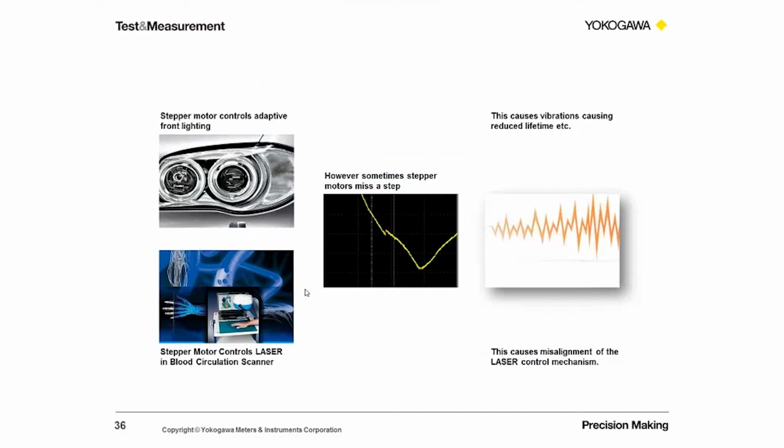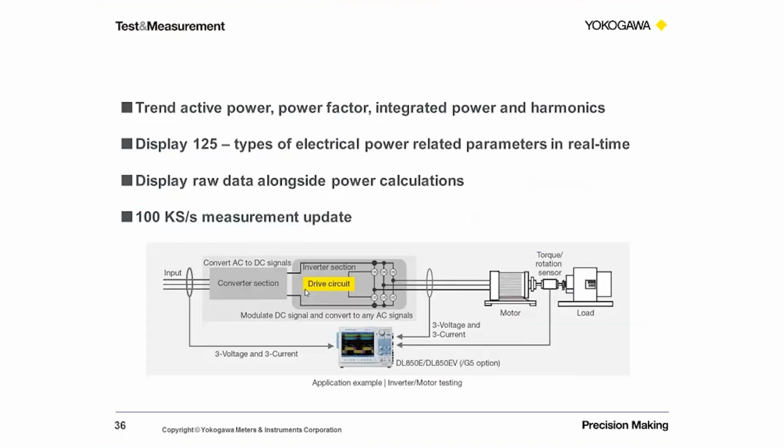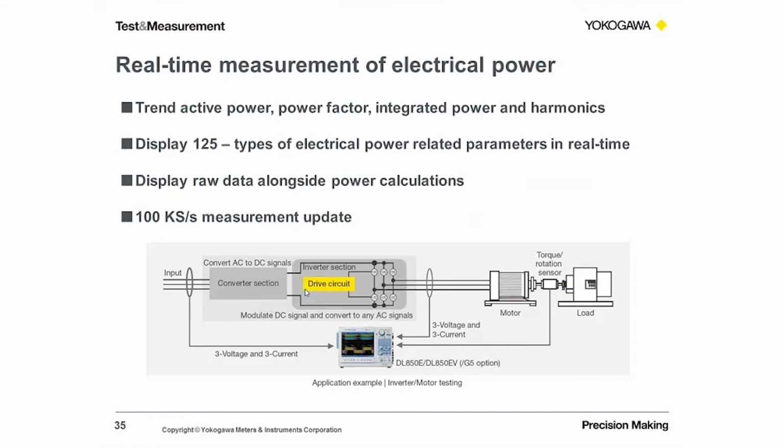In the standard real-time maths, the G3 option, we're able to trend and look at how power factor changes. With this option, we can actually categorize up to 125 types of electrical power related parameters. So of course this means that using a DL350 EV, we can look at raw waveforms, and we bring raw waveforms into the DL350.